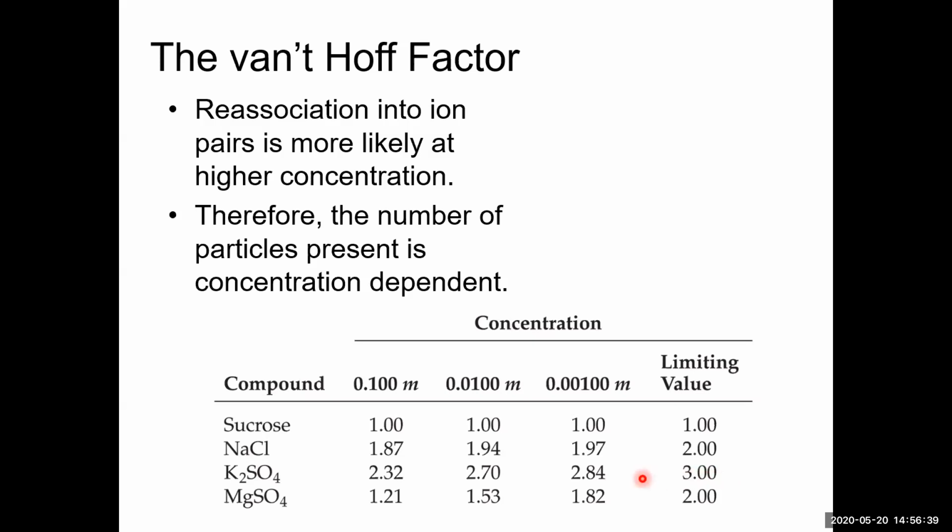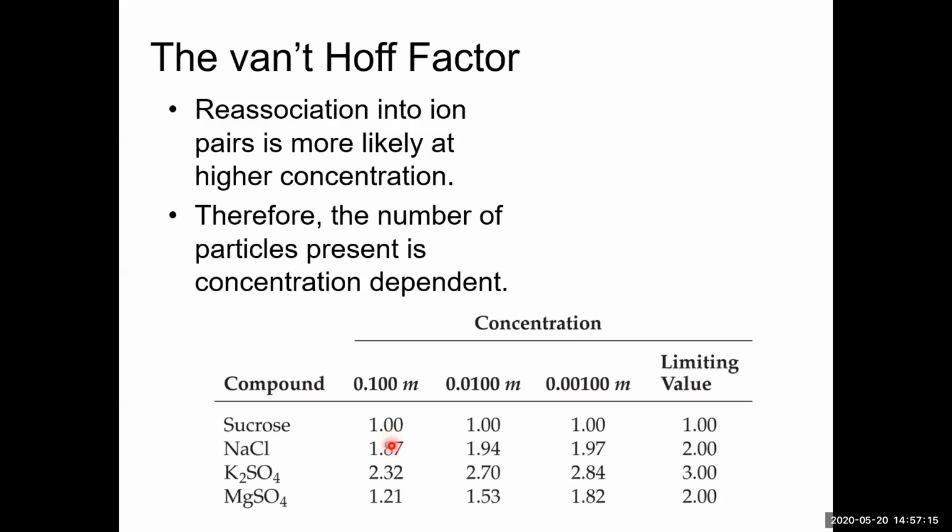But that's sort of like the perfection, the ideal situation. It doesn't really happen. As the concentration goes up, we have more and more of them stuck together as pairs. You notice down here, compare magnesium sulfate to sodium chloride. They both have a limiting value of 2, because this would be 1 magnesium and 1 sulfate.